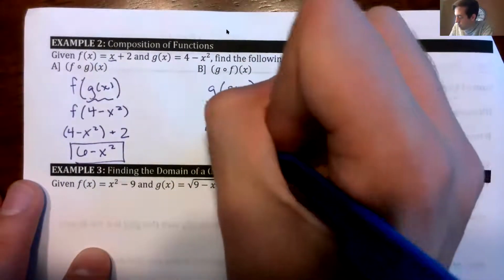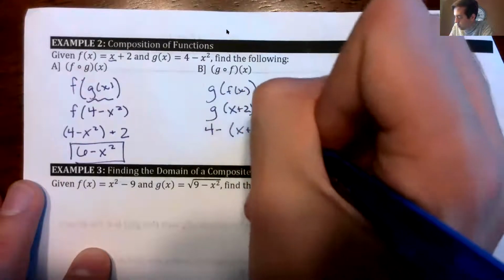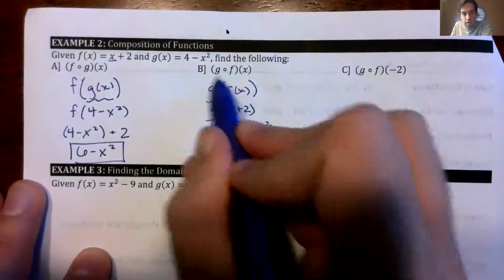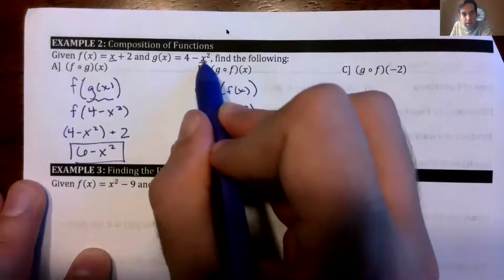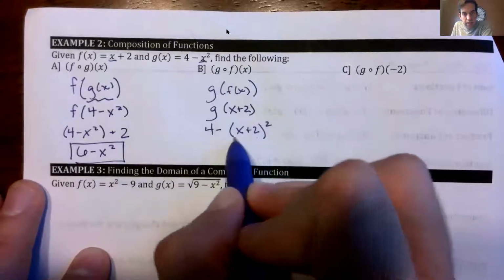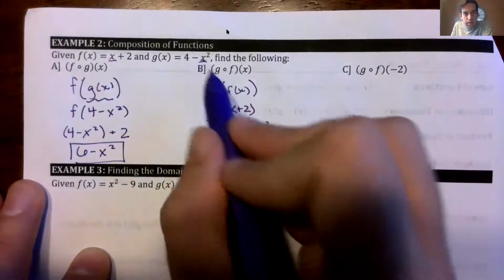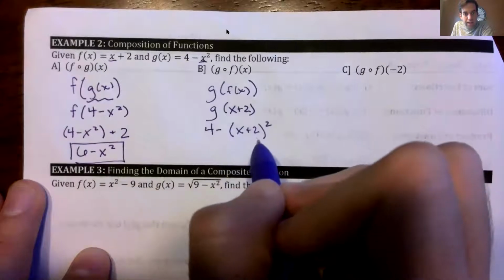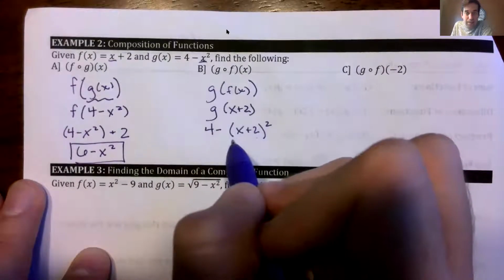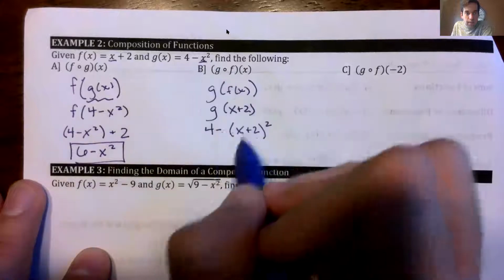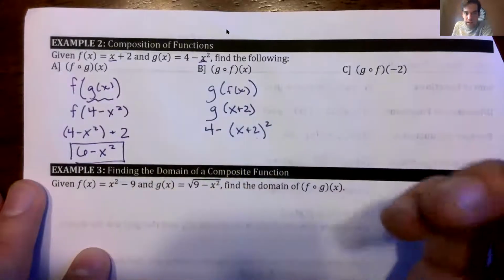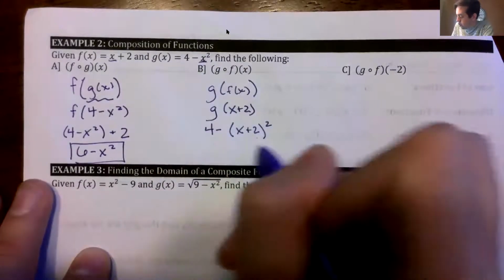So we're going to get 4 minus (x plus 2) squared, right? See, I took the x and instead of an x, I'm substituting in x plus 2. It's kind of weird because both of these terms have x in them, but that's the way we do it. So instead of 4 minus x squared, it's 4 minus (x plus 2) squared. And let's multiply this out and see what happens.